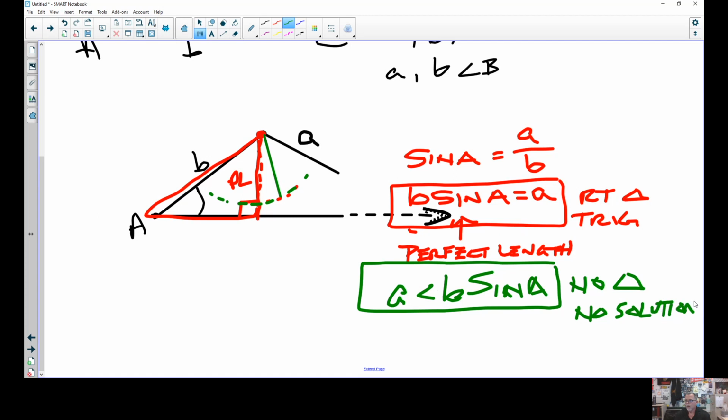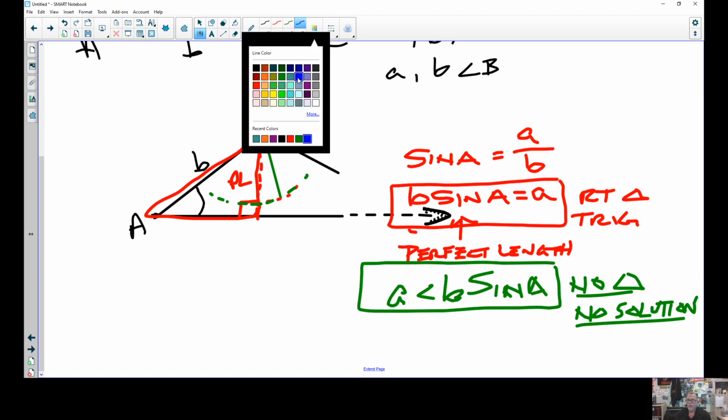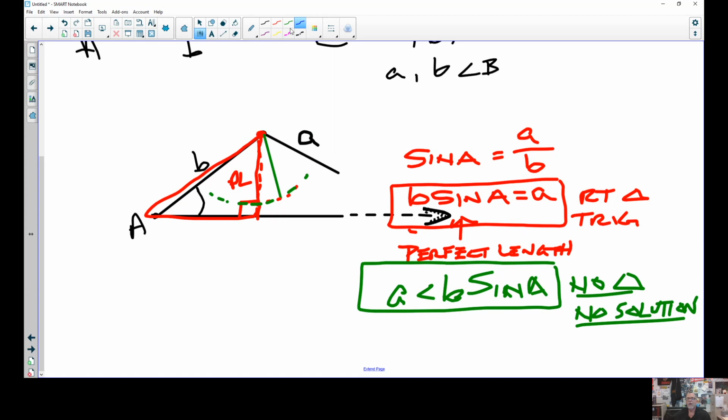Sometimes they're just going to ask you how many triangles are possible here. Sometimes they're going to ask you to solve it. If they say to solve it, you write no solution. If they ask you how many triangles, there's no triangle. All right. So we said if it's the perfect length, or less than the perfect length, now what else do we have left to cover? Greater than the perfect length. So let's look at if it's greater than the perfect length.